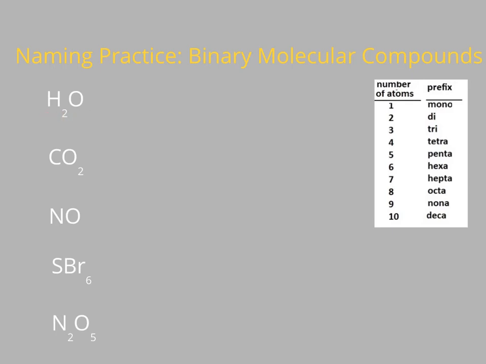And our second rule states to use prefixes for each element. And this is our list of prefixes right here. Our prefixes are based on the number of atoms we have. So since we have 2 hydrogens, I'm going to use the prefix di. So it's going to be dihydrogen, and I only have 1 oxygen. So it's going to be dihydrogen monoxide. And remember, all of our binary molecular compounds end in "ide," so that's why we stuck that "ide" on the end of our name for H2O.